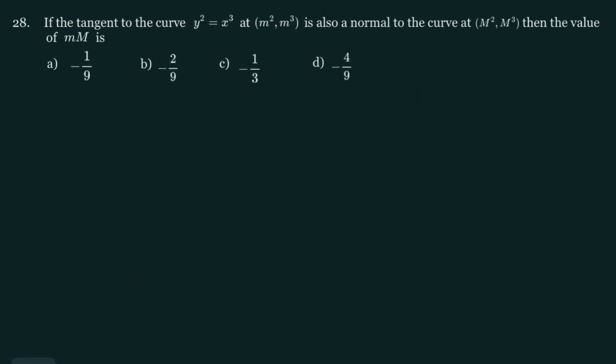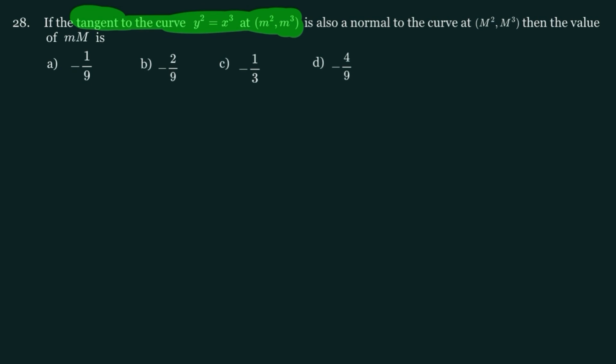Question number 28. If the tangent to the curve y squared equals x cubed at (m squared, m cubed) is also a normal to the curve at (M squared, M cubed), then the value of small m into capital M is. So first we will find the slope of the tangent to this curve at (m squared, m cubed). Then we will look at the other part of the question.